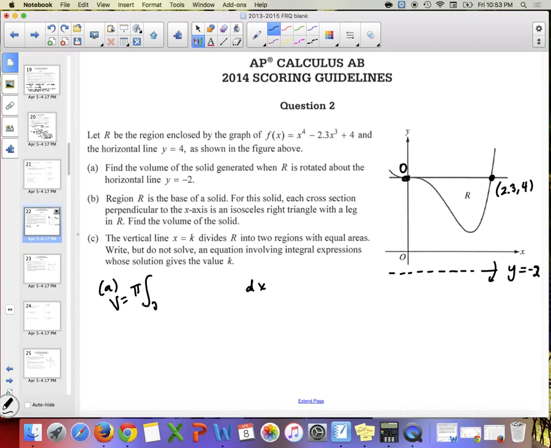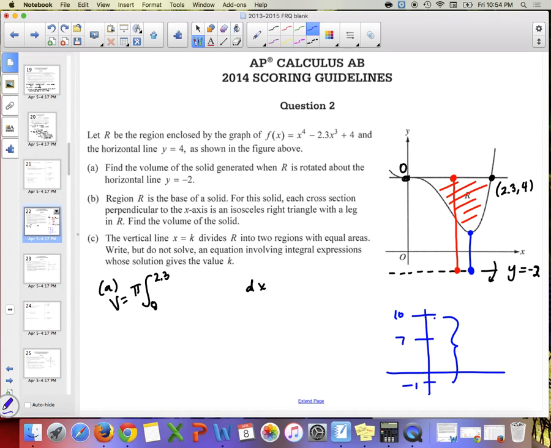So I'm going from 0 to 2.3, and I need my outer radius minus my inner radius. My outer radius goes all the way from the axis of rotation to the outside of the shaded region, and my inner radius goes from my axis of rotation to the inside of this shaded region. All it is is the top minus the bottom. It's the length, just like we've talked about before. If I'm finding the distance from 10 to -1, it would be a total of 11, 10 minus -1. Or 10 to 7 would be a total of 3, right? 10 minus 7. Top minus the bottom.